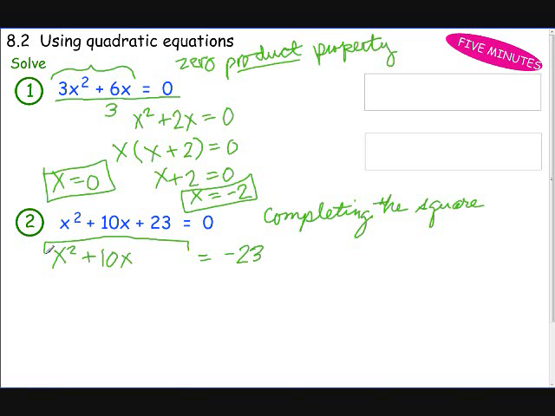Now, what do I do? Well, I look at my leading coefficient, which is fortunately 1. It makes things so much easier for me. Then I take the coefficient on my linear term, which is 10, positive 10. I divide it by 2, divide by 2, and square. Well, when I divide it by 2, it became 5.